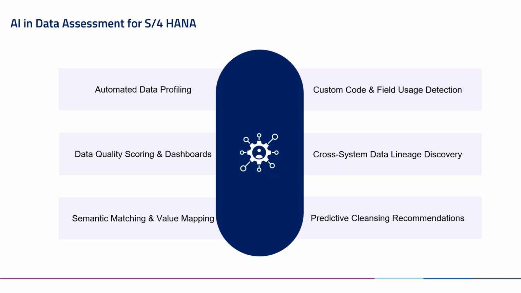So the next thing is the predictive cleansing recommendations. Using historical data issues, AI recommends cleansing actions such as removing inactive customers, standardizing payment terms, archiving old documents not touched in years. These recommendations improve trust in the data being migrated. So if there is historical data more than 7 years old or more than 10 years old, right? Those can be eliminated. Those can be archived before even migrating to the target application.